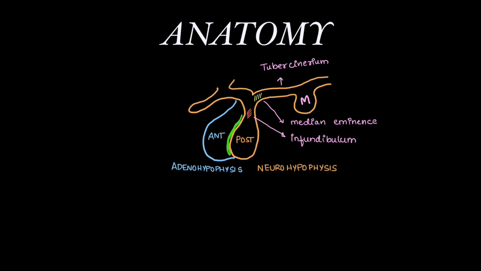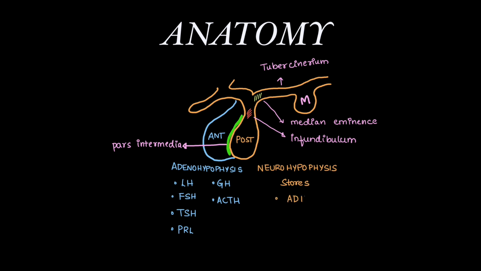There is an intermediate tissue between anterior and posterior hypophysis, also called as pars intermedia. Adenohypophysis produces luteinizing hormone, follicle stimulating hormone, thyroid stimulating hormone, prolactin, growth hormone, and adrenocorticotrophic hormone, whereas neurohypophysis acts as a storage house for antidiuretic hormone and oxytocin.